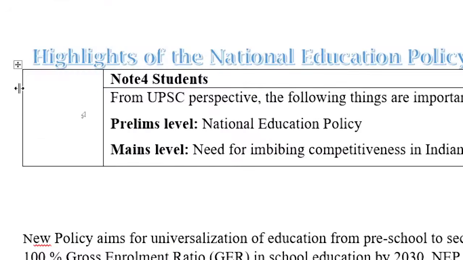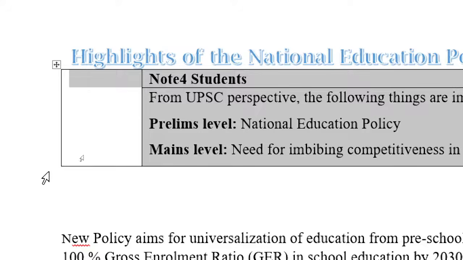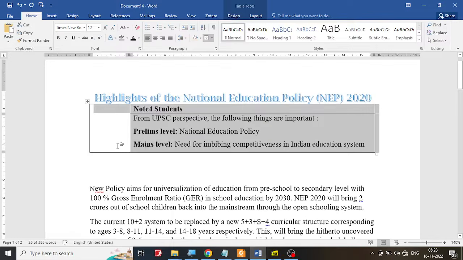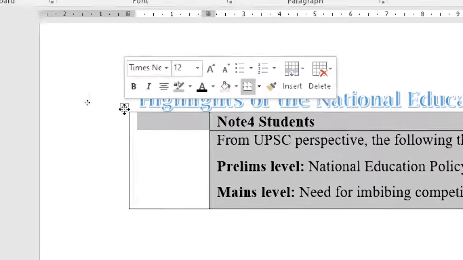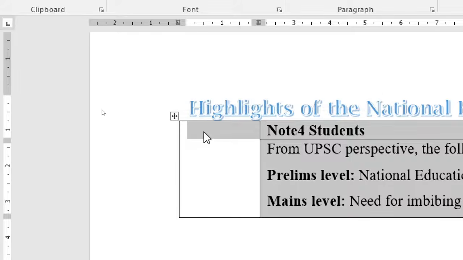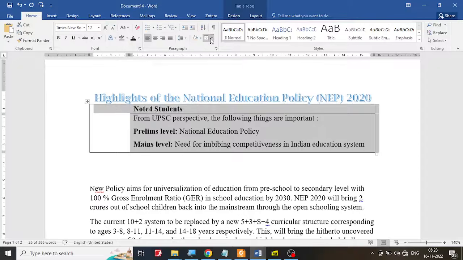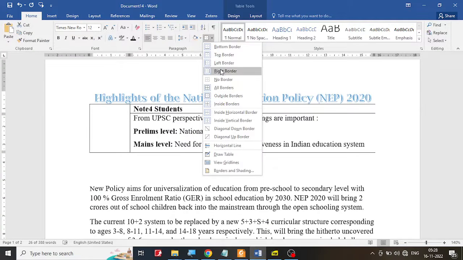Now the next thing is I'm going to select this table. To select this table, you can click here, or there are many different options. If you are using the newer version of Microsoft Word, then you can just click on this handle to select the entire table. Once the table is selected, I will first remove all the border.